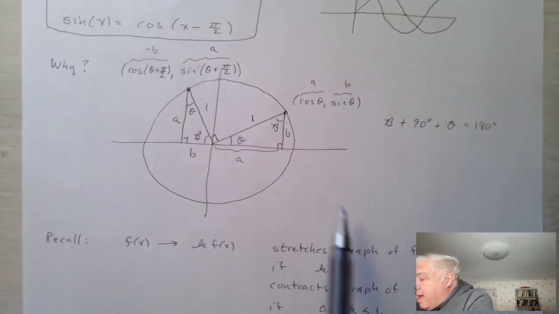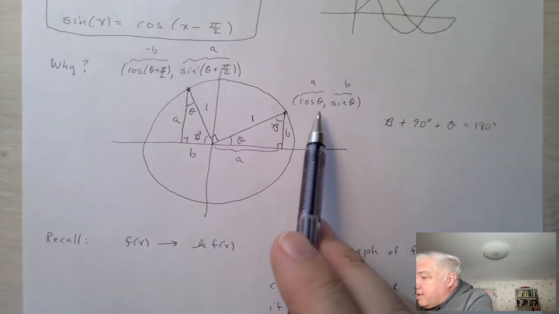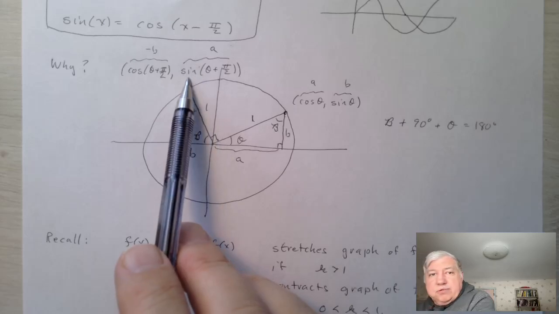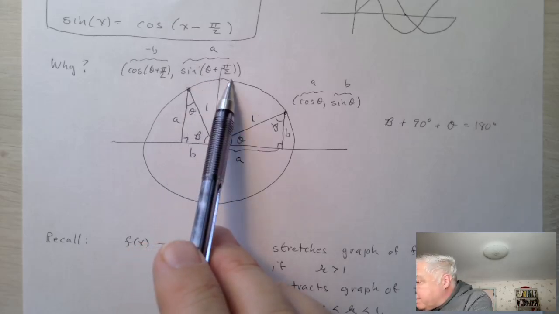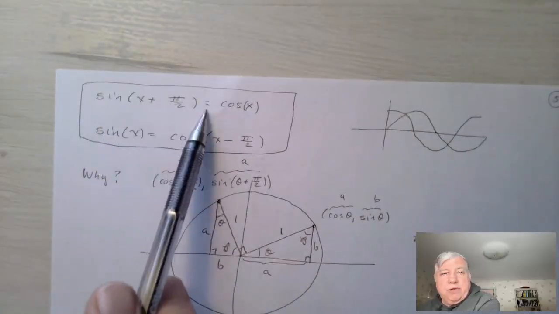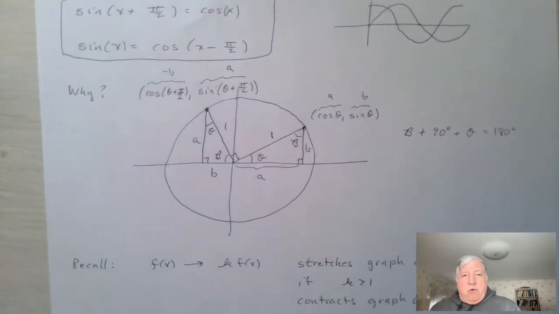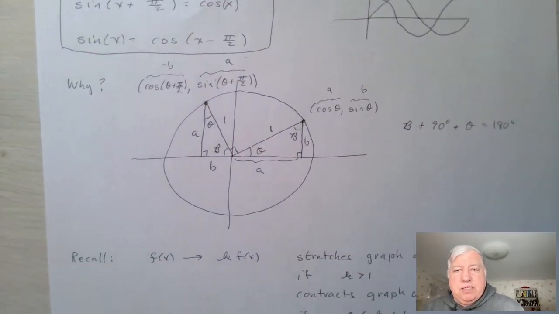And so A is equal to the cosine of theta, but it's also equal to the sine of theta plus pi over 2. Okay, which is exactly what we have up here. So that's how we prove this if theta is in the second quadrant, or in the first quadrant. You can do this similarly for the other quadrants.